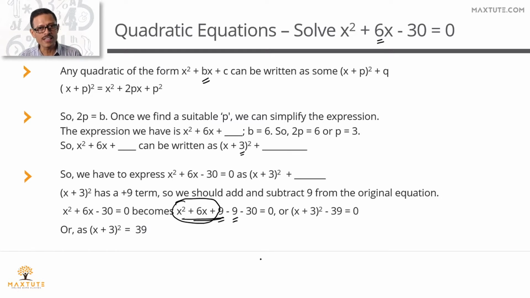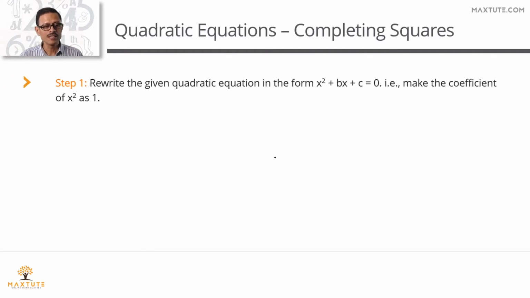So what are the steps involved in doing this? First step, rewrite any quadratic equation in the form x square plus bx plus c. That is, make the coefficient of x square equal to 1. If it is already a 1, you don't need to do anything. This step is not warranted then. Step 2, find out the value of p. P is always equal to b by 2 in this.